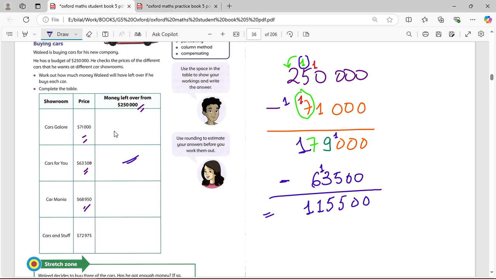Did I finish? No, I still have another car. This car's name is Mania, whatever. I don't know what the car Mania is, to be honest. However, he has spent money, and I'm going to count. All that matters for me is counting. So I'm going to do it again. 115,500 minus 68,950. I'm going to write 0 here, the 5 here, the 9 in here, the 8, and the 6.